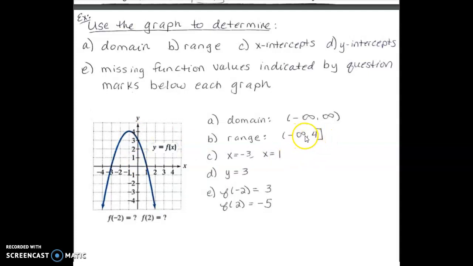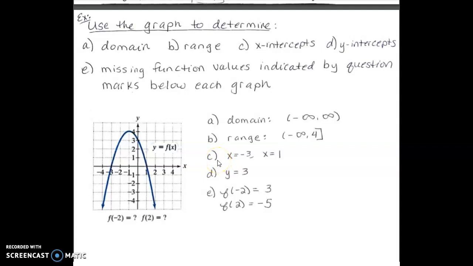This is the highest y value that this graph will ever touch, and that is a y value at 4. So the lowest, negative infinity, comma, up to the highest value of 4, and we put a bracket on the 4 because it reaches the value of 4, so that 4 is included, but it never goes higher. So in other words, 4 is a stopping point. So this means all y values in between those endpoints.